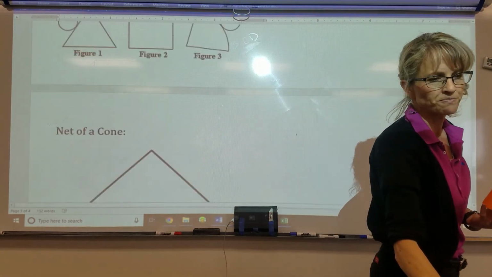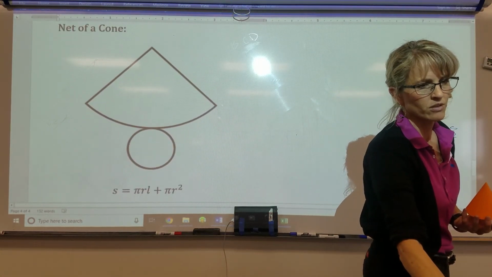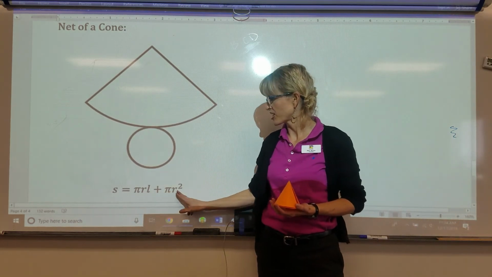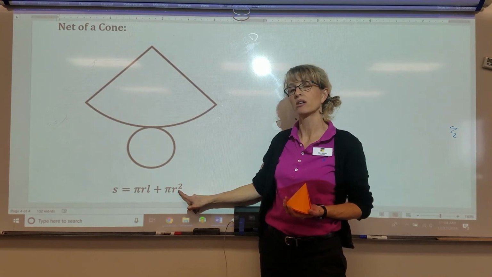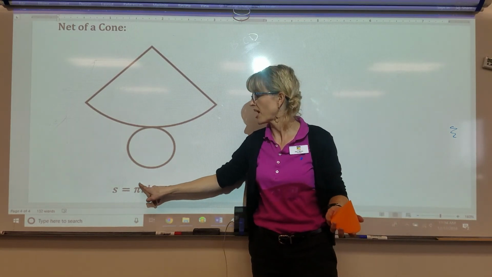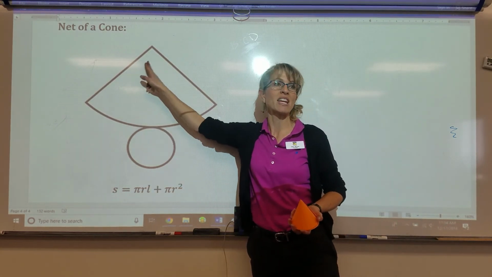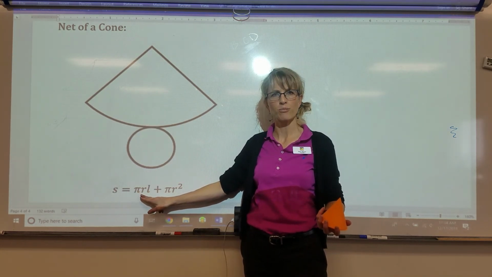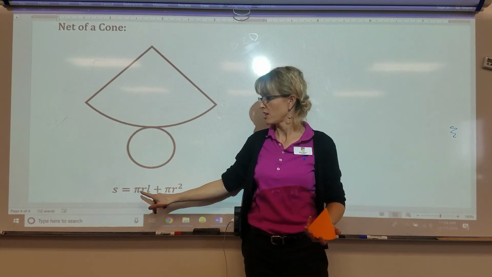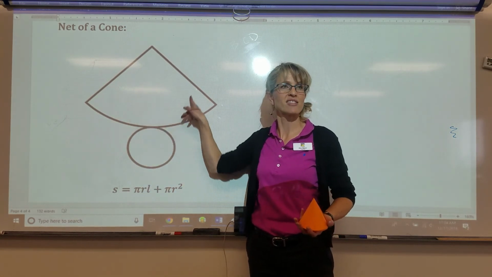Look at this formula. If they said, hey, pi r L plus pi r squared, well, we haven't learned anything of this, but we have learned that the area of a circle is pi r squared. So I could assume pi r L would be the area of this remaining part. And this is one you don't have to memorize, but to look at the formula, you could, by reasonable deduction, assume this part is the area of this section of the cone.